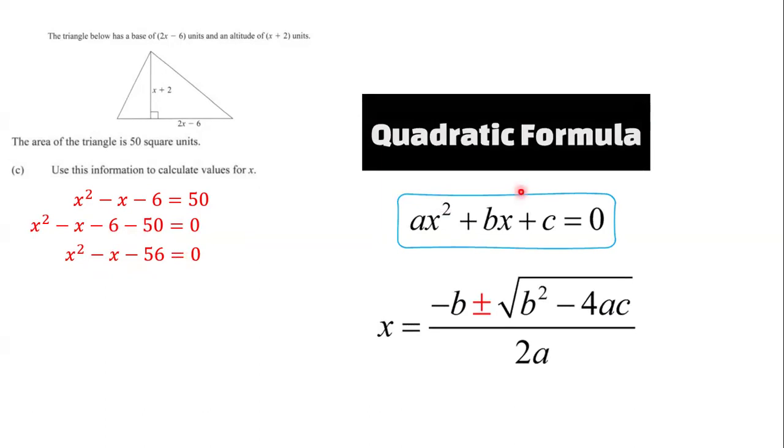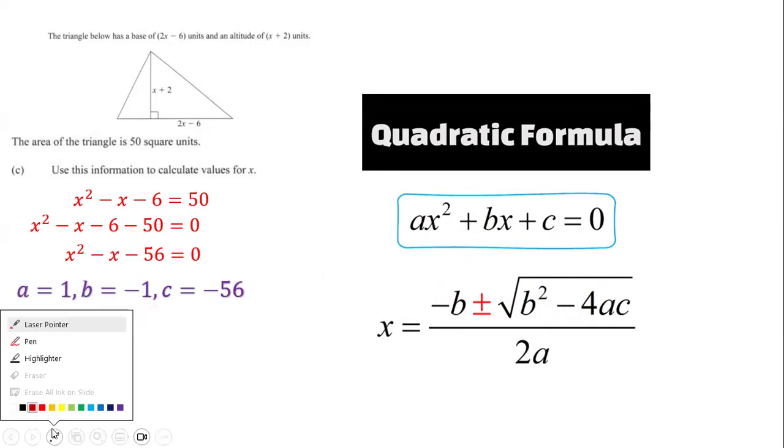Now, the quadratic formula tells us that for the general form of a quadratic equation, which is ax squared plus bx plus c is equal to 0, the solution is going to be equal to negative b plus or minus the square root of b squared minus 4ac, all over 2a. And so we have to determine what a is, what b is, and what c is.